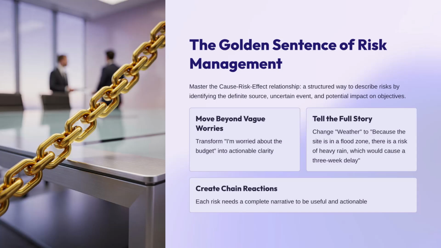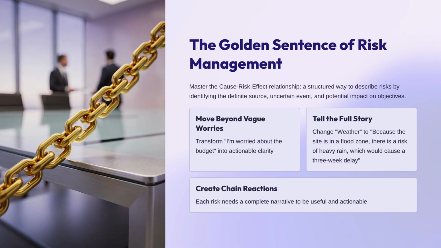Hello everyone. Today we are mastering the golden sentence of risk management, the cause-risk-effect relationship. Formally, this is a structured way of describing a risk by identifying the definite source, the uncertain event, and the potential impact on project objectives. In plain English, we are moving away from vague worries and starting to speak with total clarity.